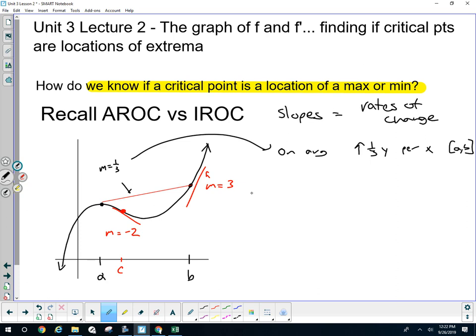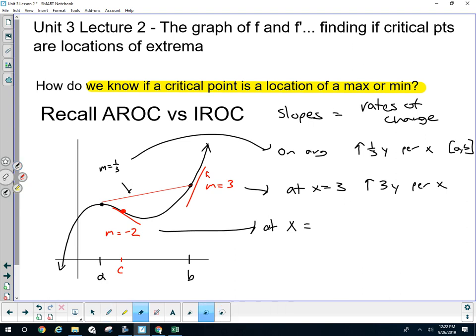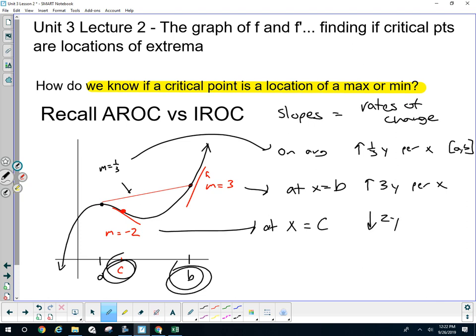Now, when we look at a slope of a tangent, we would say at a specific location, I know exactly how quickly my function is going up. I'm going up 3 y's per x. I threw in another one down here. Sorry, at x equals, this is B. At x equals C, my function is going down 2 y's per x.